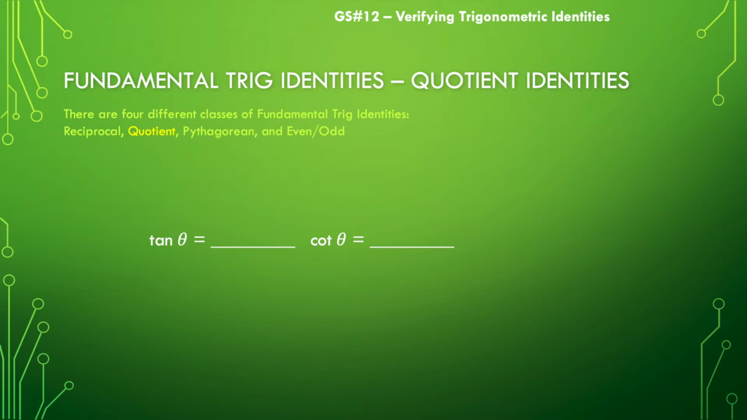We know that tangent of theta is the same as sine of theta divided by cosine of theta. And since cotangent of theta is the reciprocal of tangent of theta, we can say that it is equal to the cosine of theta divided by the sine of theta. Again, these need to be memorized.